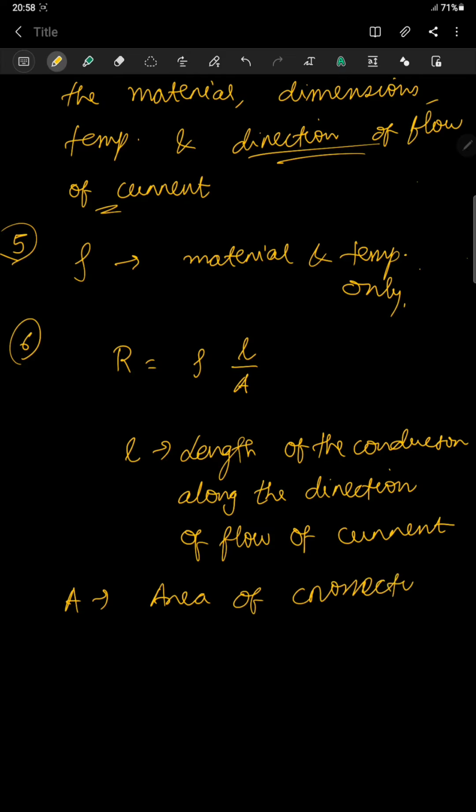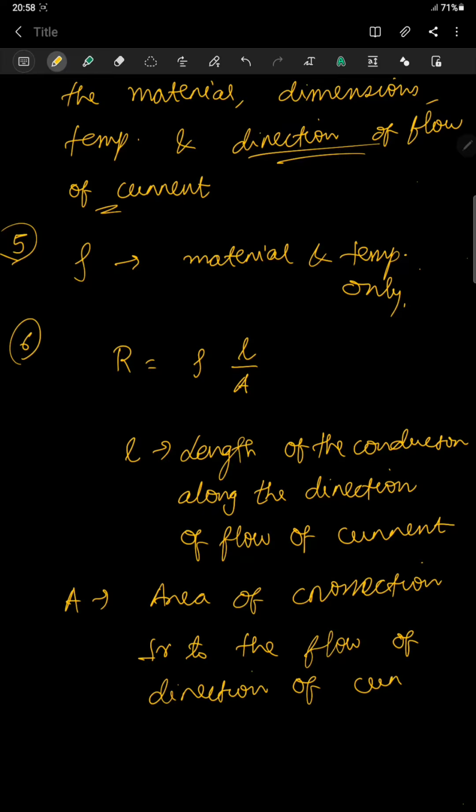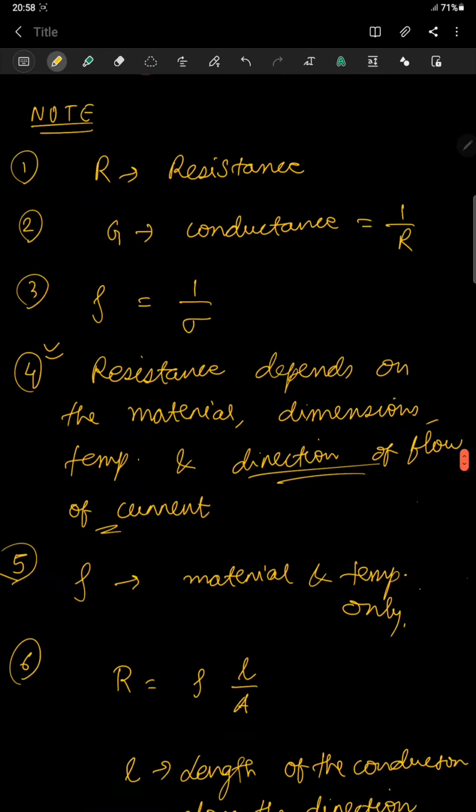But how is it related to current? Area of cross section perpendicular to the direction of flow of current. So these are the 6 points which you should remember all the time.